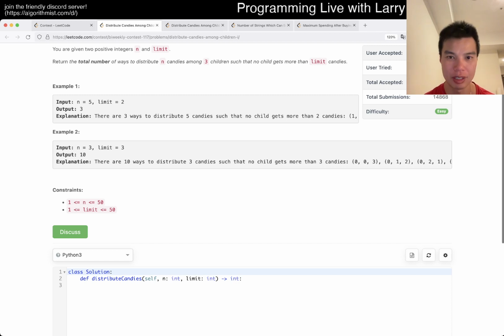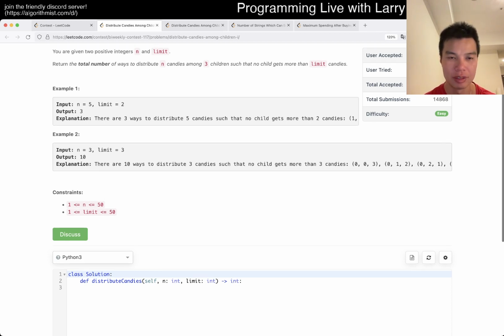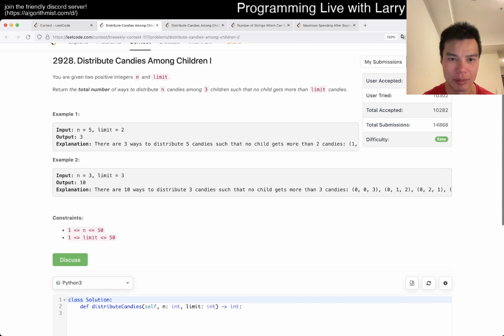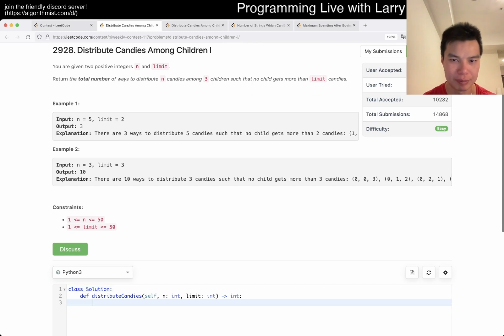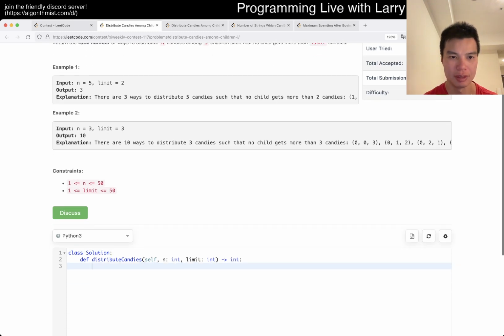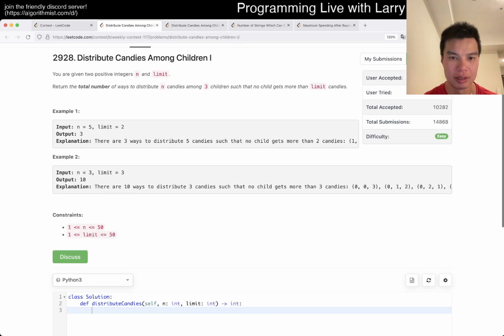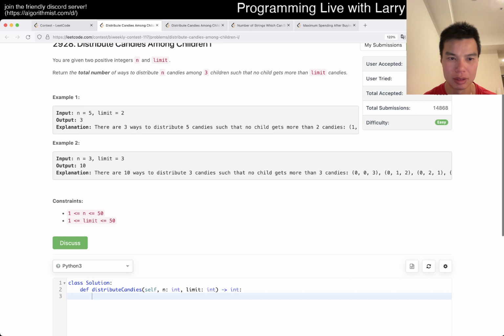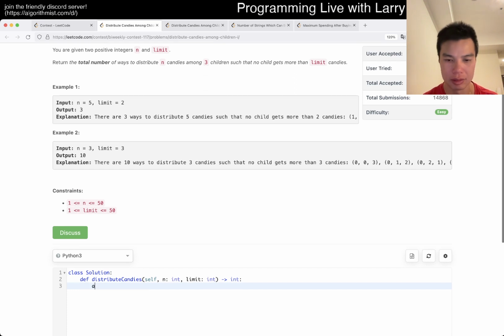Just n choose three. Oh no, 5 candies only. What is limit? Oh, is it? I thought it would be n choose three, but I guess it's just a full loop, because it's just 53 children, right? So, yeah.